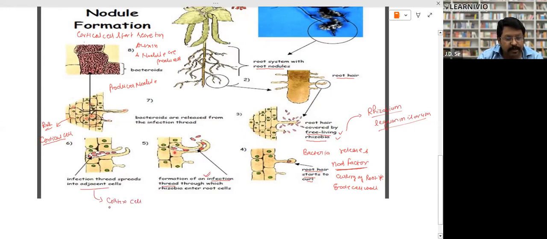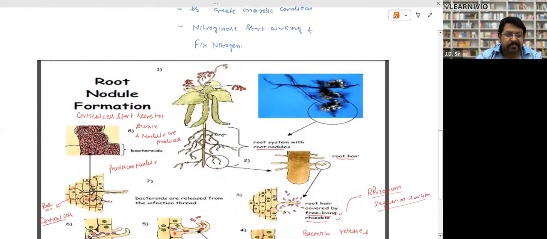Basically, the cortex is made up of parenchymatous cells, right? Parenchyma. Okay. When it reaches the cortex, the root cortical cells produce the nodule. They start the formation of the root nodule, and the cortical cells start to secrete auxin and nodule formation.